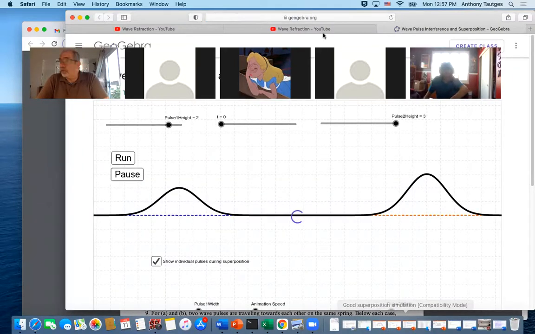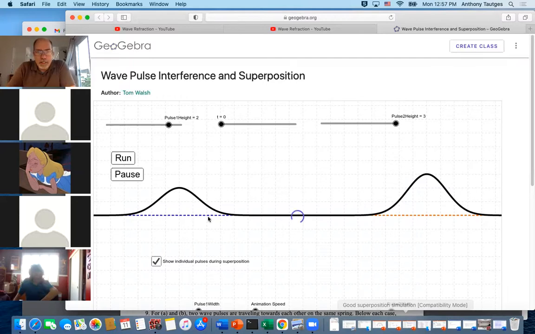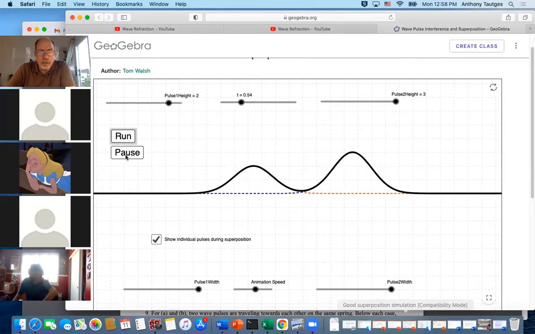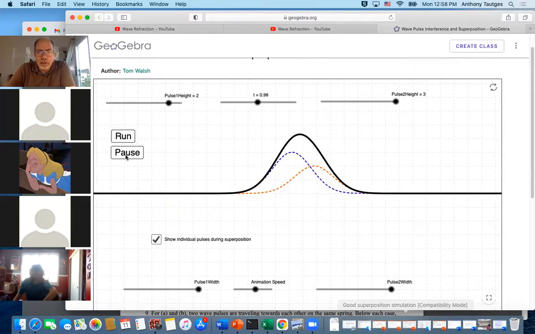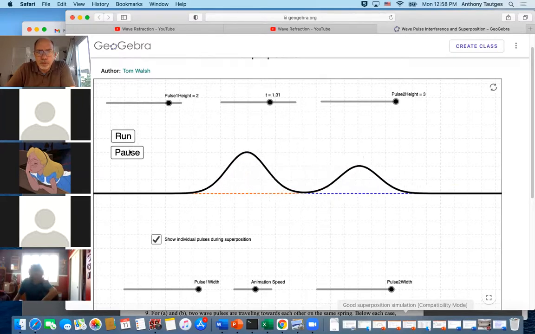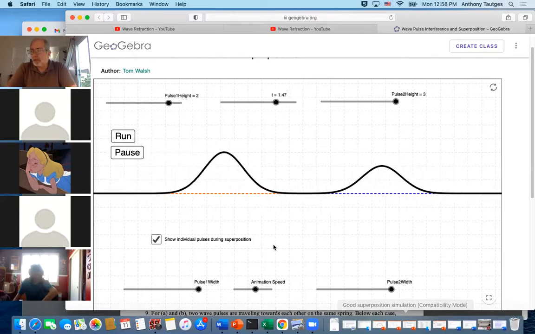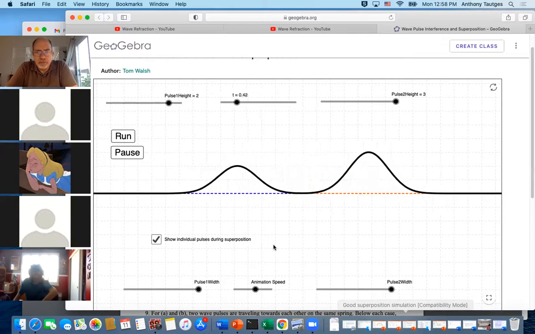I've had this for years actually, and so what we have is, if you look real carefully, there's a grid back here. There's a 2 amplitude pulse here and a 3 amplitude pulse here. As I let them run, they interfere, and then they go right through each other and continue on their way, and they're going to bounce and do it again. I'm just going to let this thing go. And so this is constructive interference.